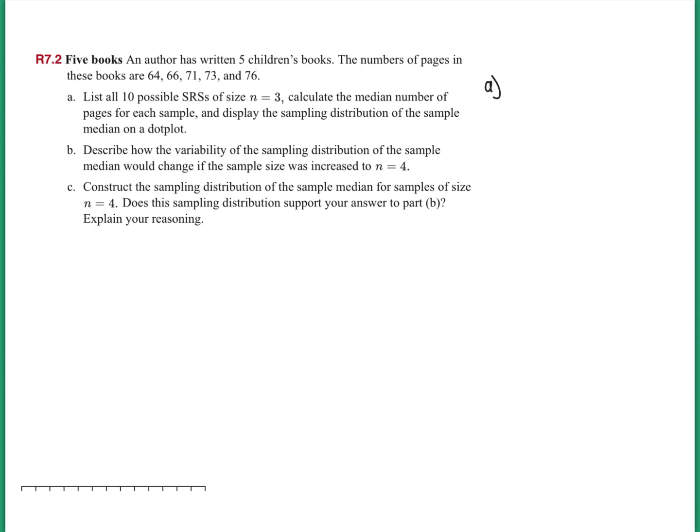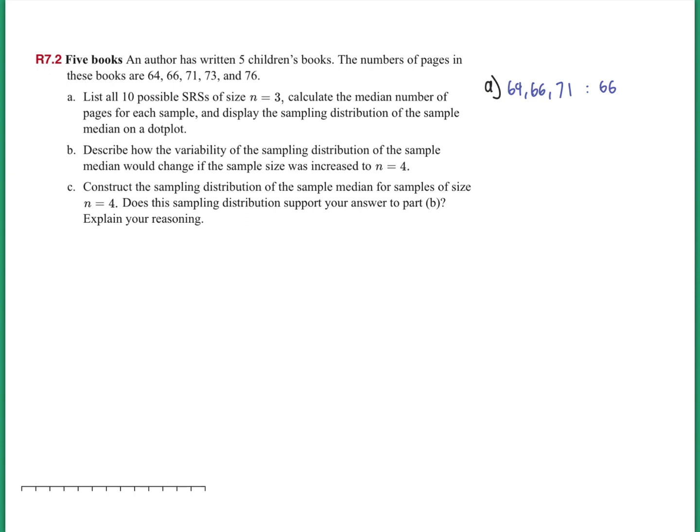Okay, so we're just going to group these 5 numbers into groups of 3, and then for each group we'll look at the median, and then those 10 medians from each of those groups we'll put on a dot plot. So let's do that first. So there's 64, 66, and 71. And the median, I'll put off to the side, is 66, just the one in the middle.